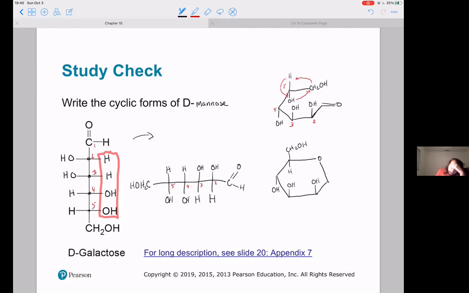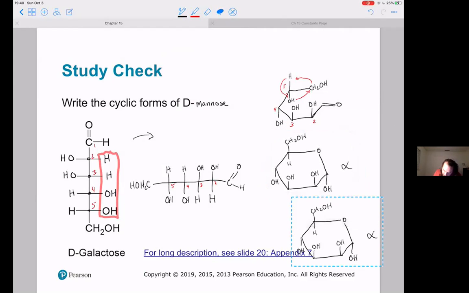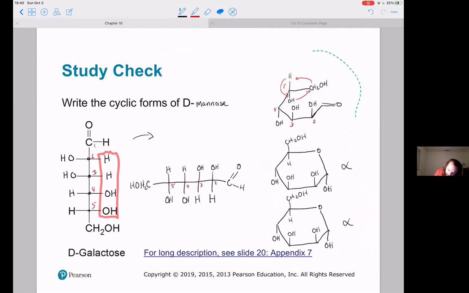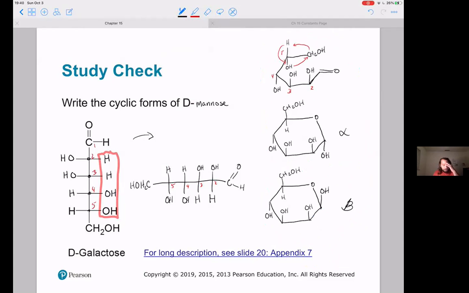And then I can have either the alpha isomer, where it's pointed down, or I can have the beta isomer, where it's pointed up. These would be the alpha and beta isomers of D-mannose in that closed chain form.